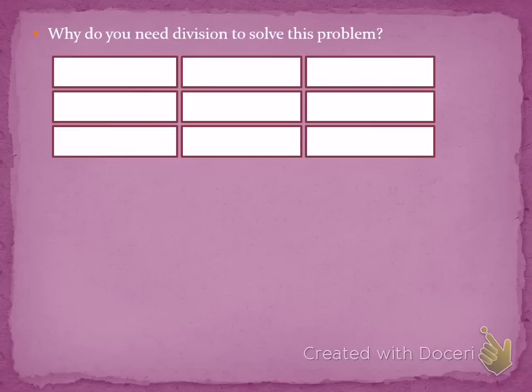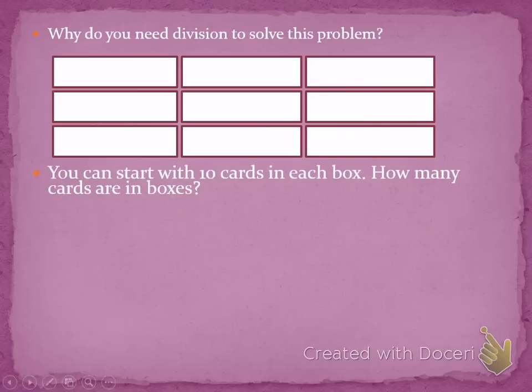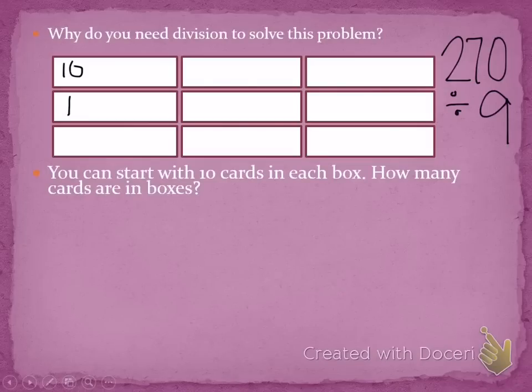So using division to separate out my 270, again, I have 270 hockey cards. I need to divide that by my 9 because I have 9 boxes. So right here we have 9 different boxes set up. We have 270. We know that 270 is a multiple of 10. So I can start with adding 10 cards in each box. So how many cards are in the boxes? So if I put 10 in each one of these boxes, I have 10 times 9. That automatically gets rid of 90 of my hockey cards.